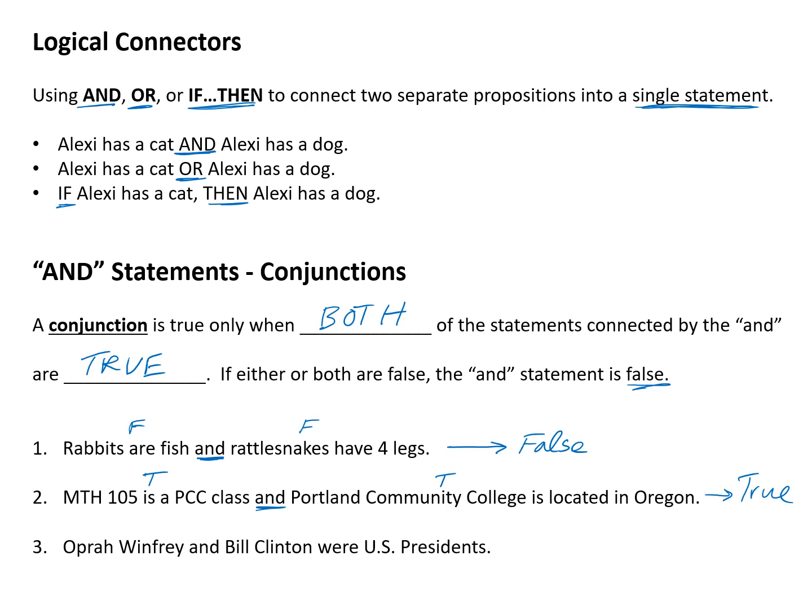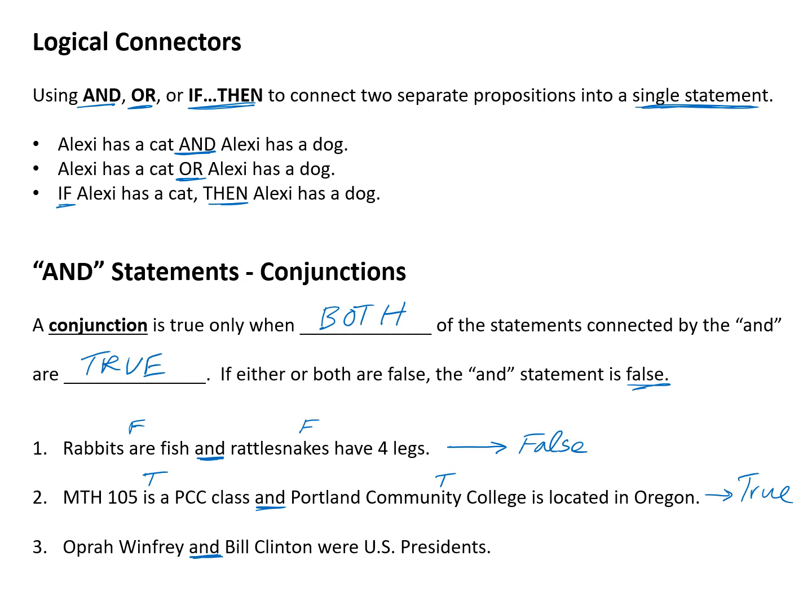Let's look at the third. Here we have Oprah Winfrey and Bill Clinton were U.S. presidents. Now, I could have said Oprah Winfrey was a U.S. president and Bill Clinton was a U.S. president, but because the conclusion of that statement, that they were both U.S. presidents, is the same, I can combine the and with just the names. Oprah Winfrey and Bill Clinton were U.S. presidents. Well, let's look at each of these people.